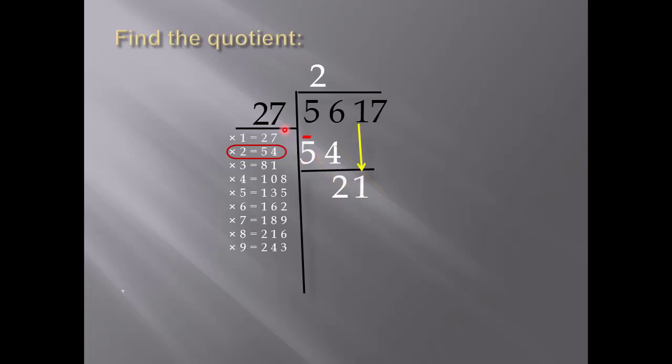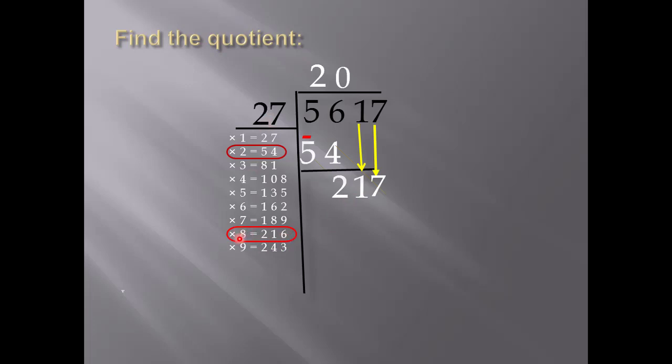After subtracting, drop down. Let's drop down 1. 21 divided by 27. Look at here. 21 is less than 27. Okay, so we should put 0. Then drop down the next digit, which is 7. 217. Look at here. Where is 217? Okay, but the nearest number is 216. I'll choose the nearest number but less, not more than 217. So we have 216.